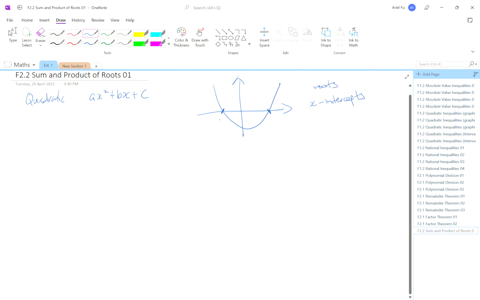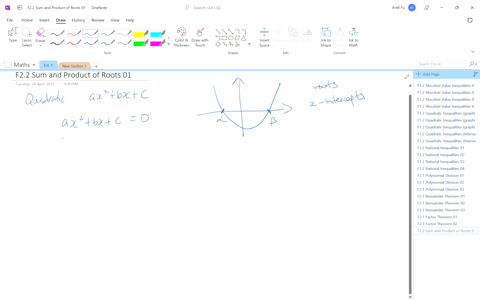That means let's pretend it's got two roots, alpha and beta. Whatever they are, they're just two roots along here. That means because they're x-intercepts, I can say that ax squared plus bx plus c is equal to 0. If I solve that, I should be able to find what alpha and beta are.